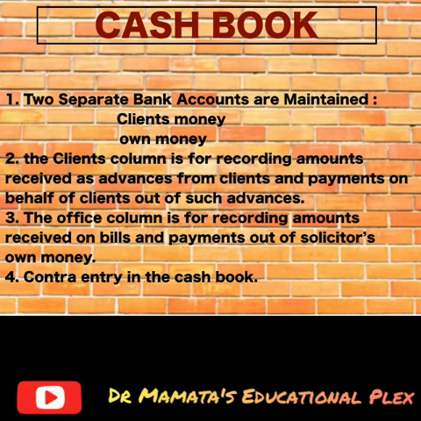Sometimes the solicitor makes payments on behalf of clients but out of his own money. In such a case, the amount equal to the payments made will be transferred from the client's bank account to the solicitor's bank account. It will reduce the client's bank balance and increase the solicitor's bank balance. In the cash book it will appear as a contra entry. Again, on the settlement of account with the client, a transfer is made from the client's bank account to the solicitor's bank account. This also appears as a contra entry in the cash book.